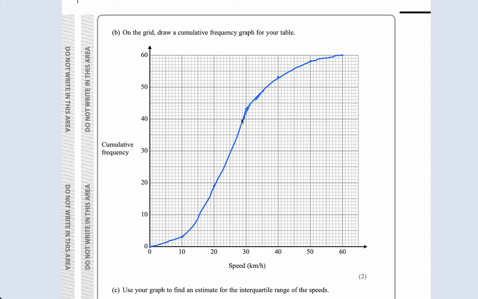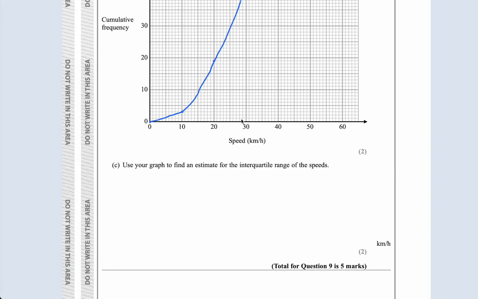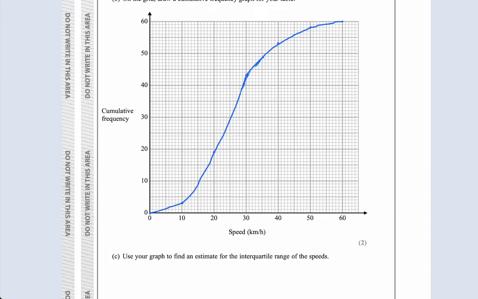Then it says use your graph to find an estimate for the interquartile range of the speeds. So how do I get the quartiles? Well, I go to 60 and I divide it by 4, which is 15. I go to 15, I go across, and I go down. Now this looks like, okay, let's just say it's 18. Then I go to the upper quartile, which is at 45. 3/4 of 60 is 45. There, and I go down.